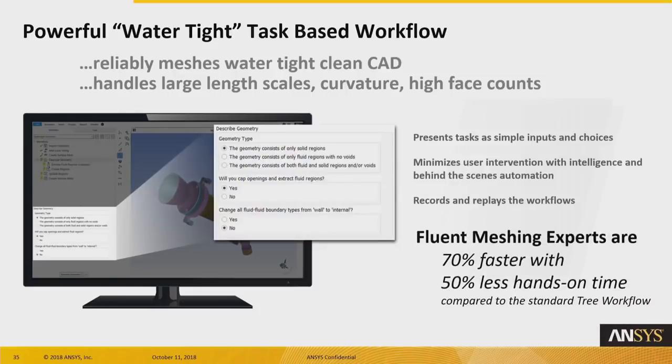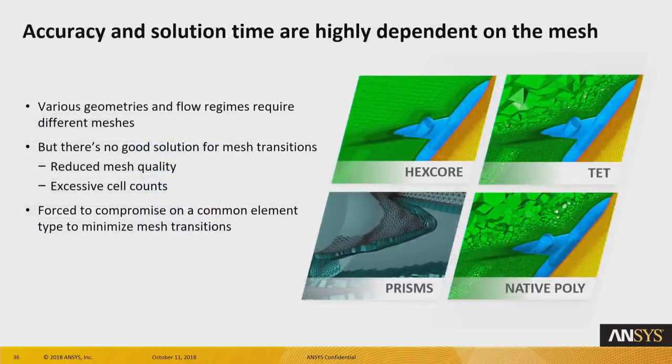Let's talk about the speed and efficiency. When they compare the new workflow with the existing classic workflow in Fluent, Fluent meshing experts find that the new workflow is about 70% faster and requires about 50% less hands-on time while producing comparable or better mesh. Another concern, once we have the mesh developed, is the accuracy and the solution time. They are always highly dependent on the mesh type and quality in CFD.